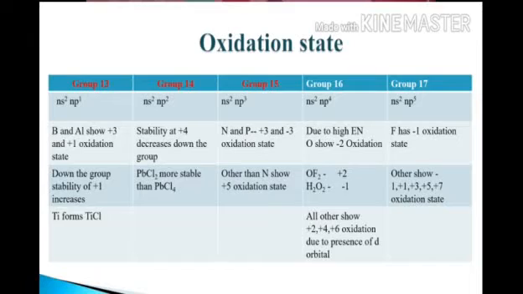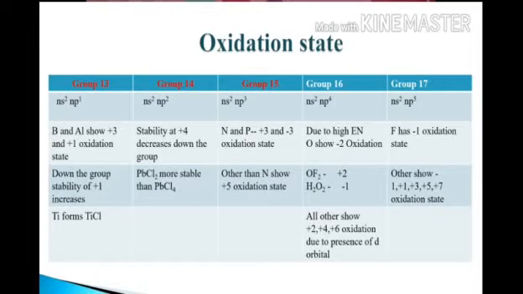Then group 14, which I already discussed earlier, has ns2 np2 configuration, and they exhibit +4 and +2 oxidation states. The stability of the +4 oxidation state decreases down the group, and the stability of the +2 oxidation state increases down the group. This is due to the inert pair effect. One example, which is very important in university examinations, is that PbCl2 is more stable than PbCl4. Here lead is in the +2 oxidation state, which is more stable.